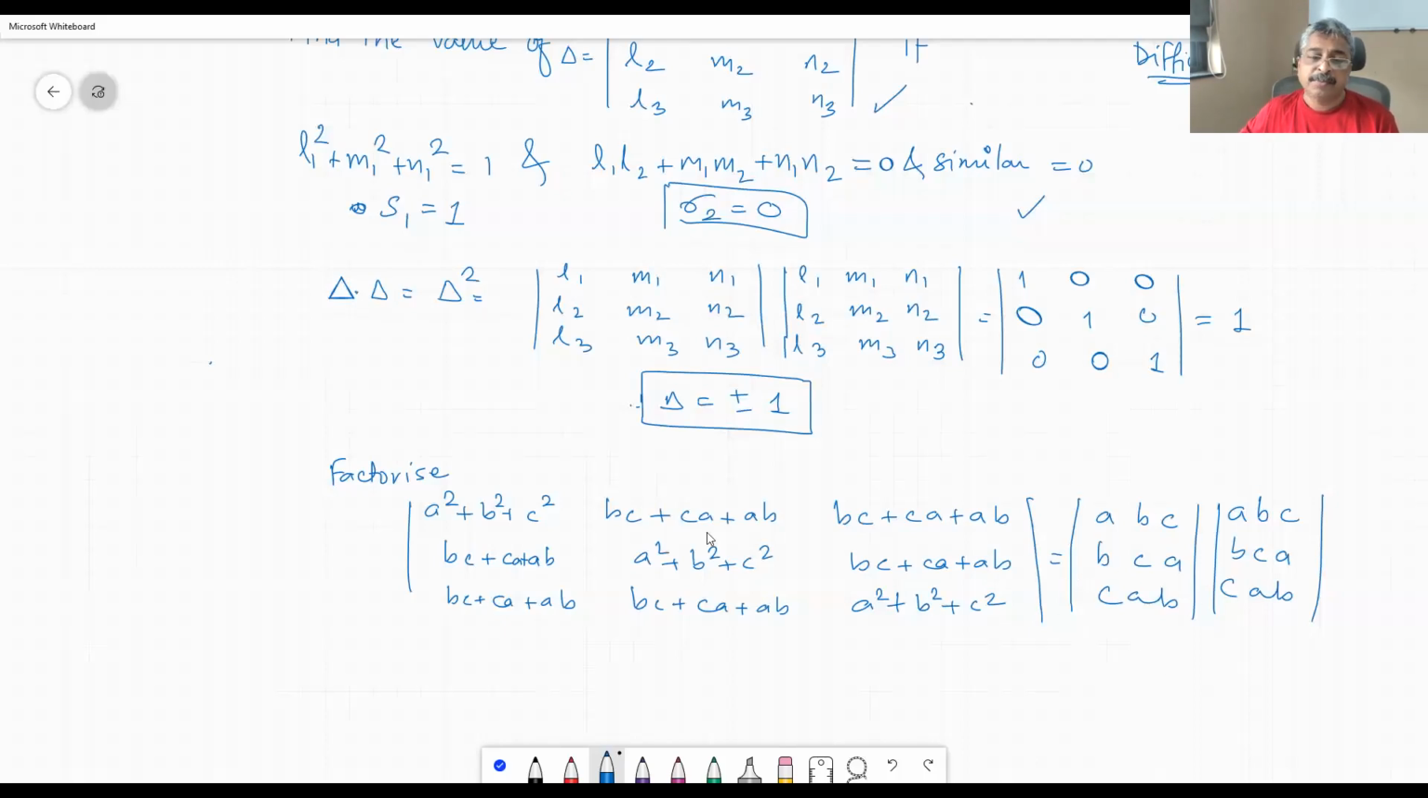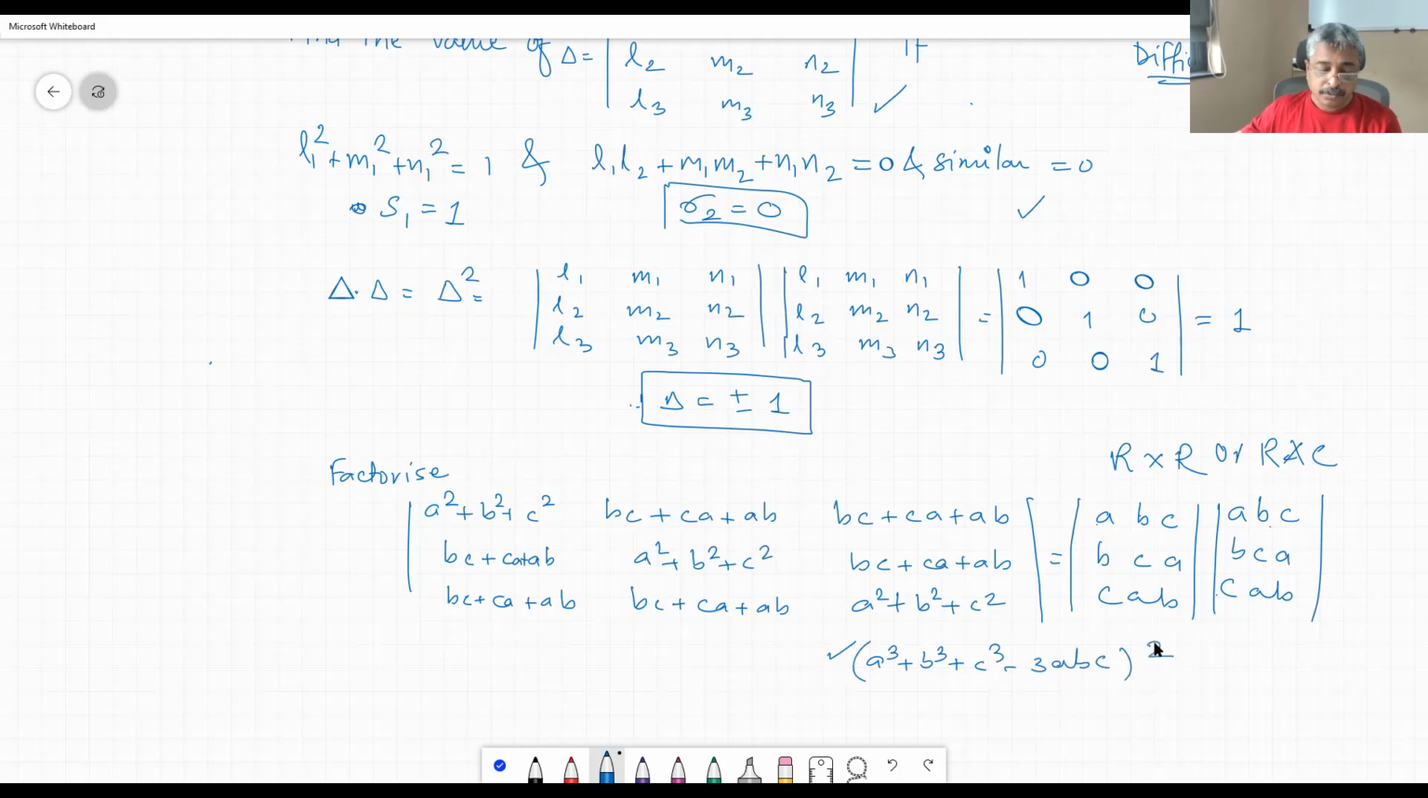You can directly write it if you can see that this is a multiplication of these two determinants, a square plus b square, row into row multiplication. Or even if you consider row into column, it will be same. a square plus b square plus c square, ab plus bc plus ca, and so on. So this is a cube plus b cube plus c cube minus 3abc, bracket raised to the power 2.